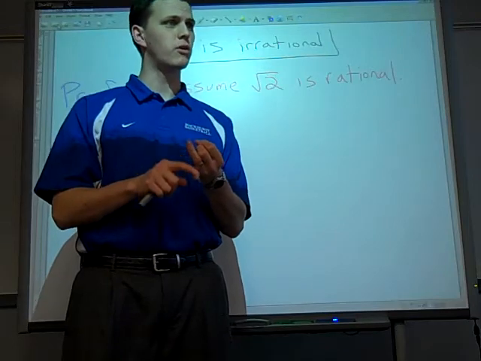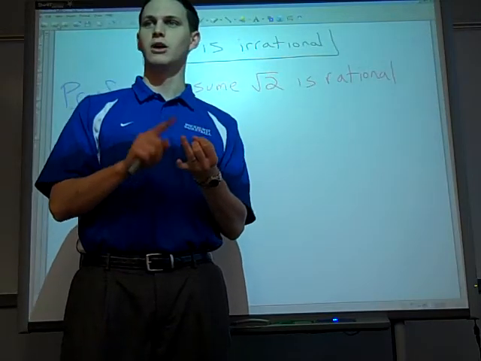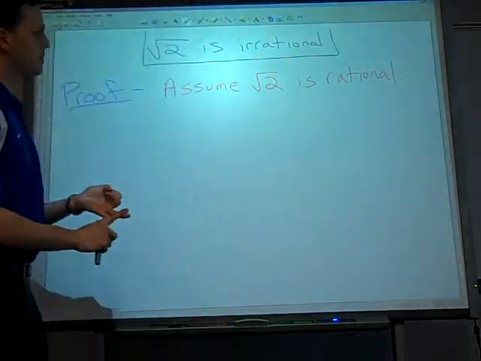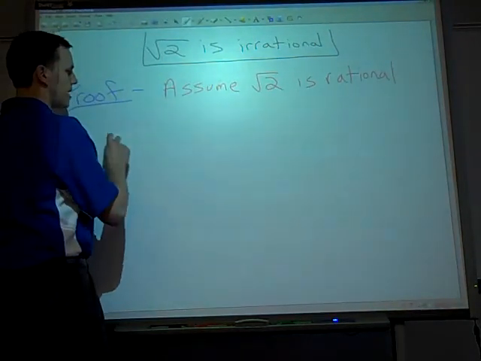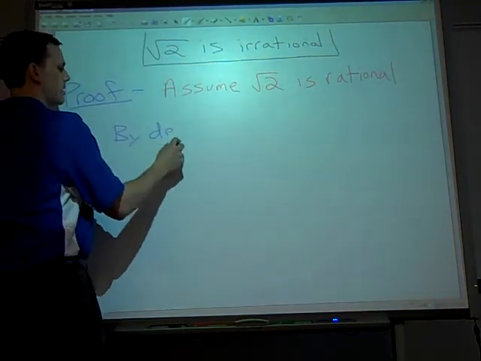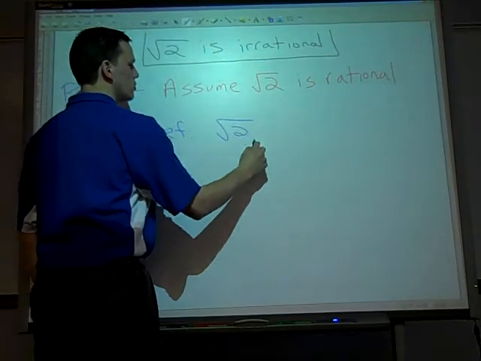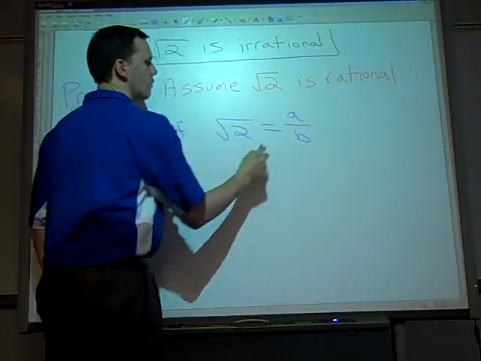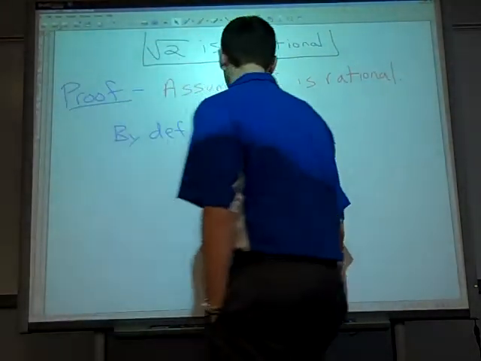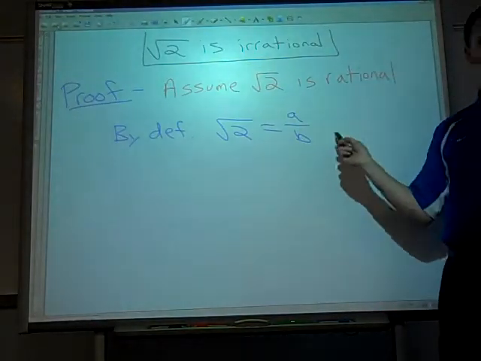Haven't I shown you how you can do that? Well, I will some other time. We can do that later. So basically that means, by definition, the square root of 2 can be written as a over b. Some number over another number, a fraction.